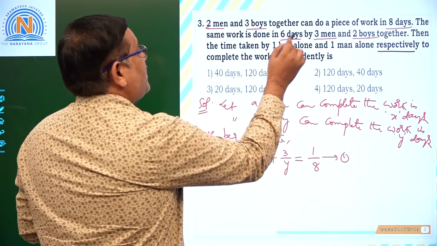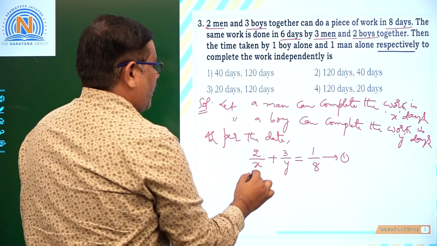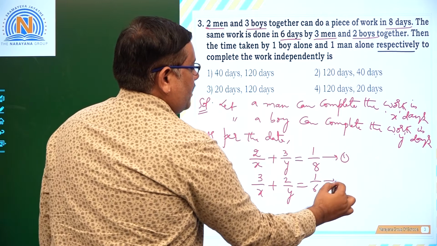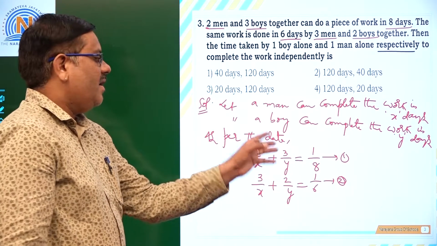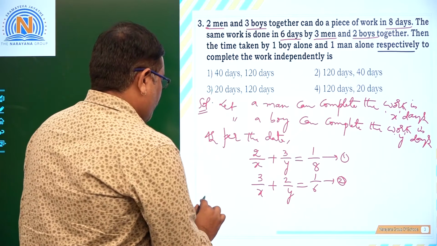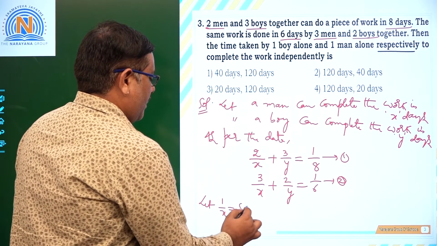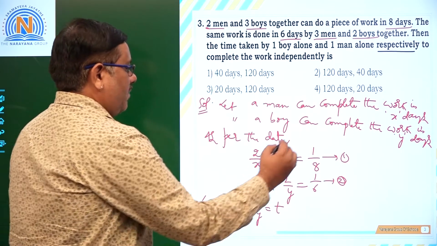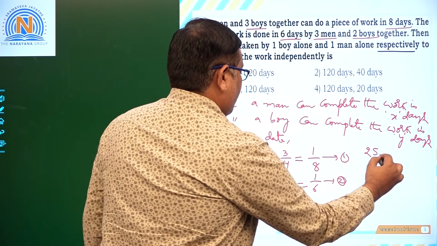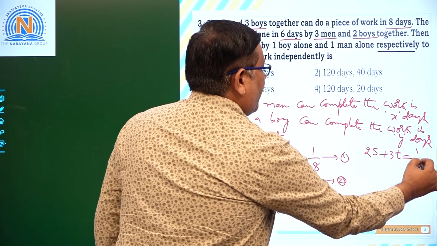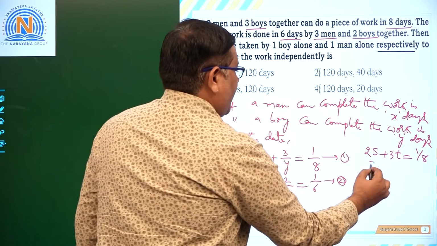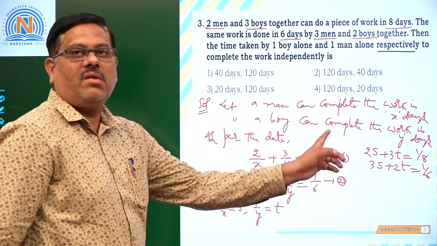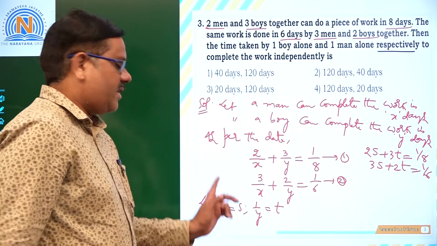Next, 6 days they take if 3 men and 2 boys are working. So, 3 by X plus 2 by Y is going to be 1 by 6. This is the second condition. Now, we have to solve for X and Y. How to solve it? We assume 1 by X as S, 1 by Y as T. Then I am going to have 2S plus 3T is equal to 1 by 8. Next, 3S plus 2T is equal to 1 by 6. Now we have to solve for S and T. Then we will get the values of X as well as Y.